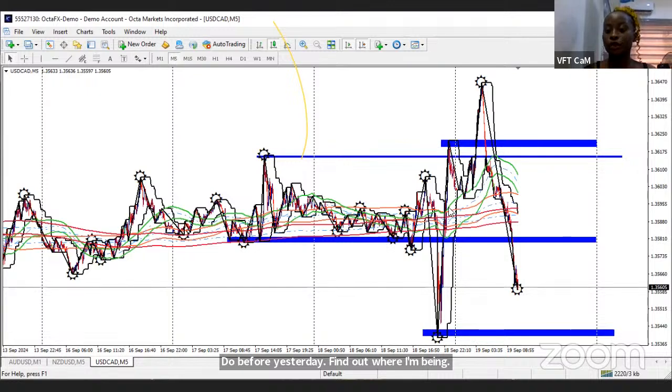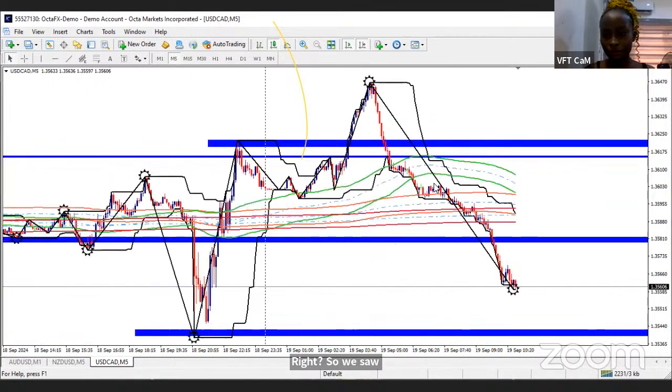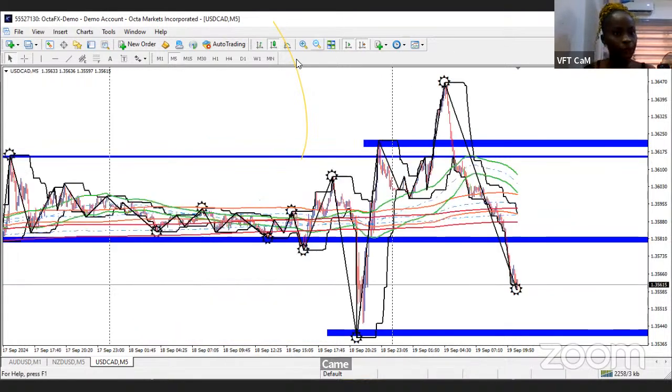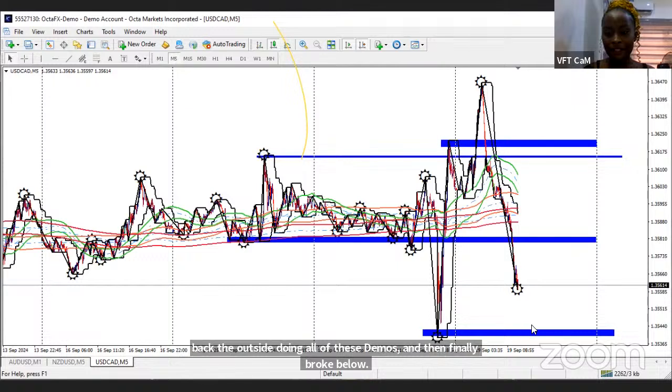Right. So we saw how price broke below this, gave a retest in between. We broke below, gave a retest into my channels, came back down, started doing all of these slow moves, and then finally broke below. So USD CAD is going to keep selling till it comes here.